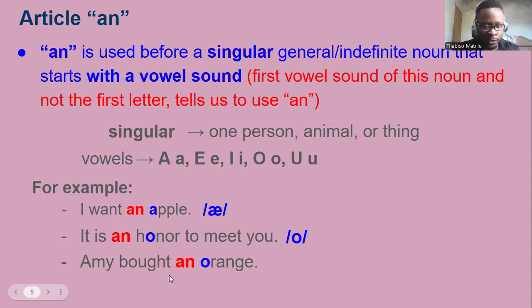Next up. "Amy bought an orange." So the noun is orange. The first sound starts with an O, and it is singular, one orange. So that's why we use article "an". All right? So now, let's move on to the next rule.